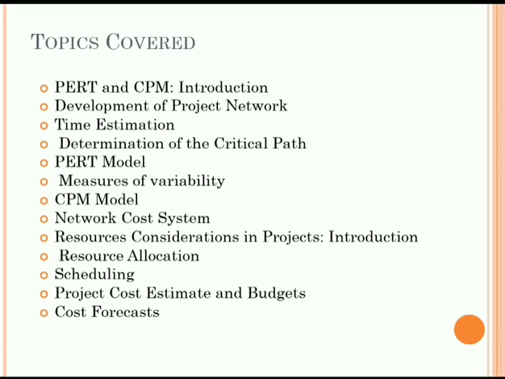Then measures of variability, and the CPM model we have seen in detail. The network cost system we have seen. First we have seen the network diagram. Why is a network diagram necessary? It is necessary for measuring the interdependencies of the tasks and the step by step procedure, the visuals of the step by step procedure. And we have identified and calculated the cost of the total network system. This is how we have covered all the points in this lecture.